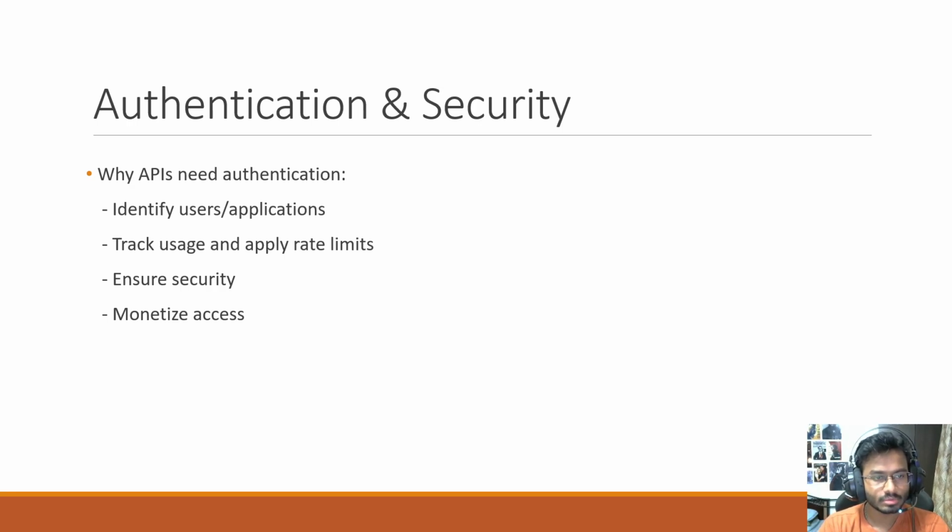So before using these APIs, an API is a very powerful tool if used properly, or a dangerous one as well if it falls into the wrong hands. So you have to be very cautious when using APIs, and ensure that all the security measures are taken care of. That is why we need authentication: to identify who is using the APIs and leveraging the API functionalities, track usage and apply rate limits, ensure security and monetize access. So this is why authentication is necessary.